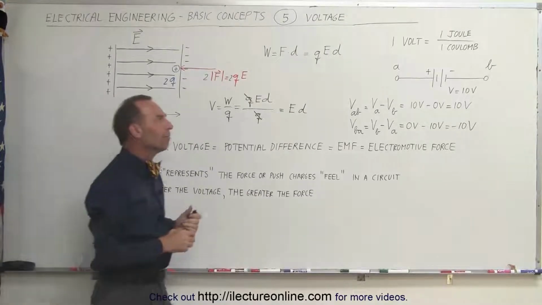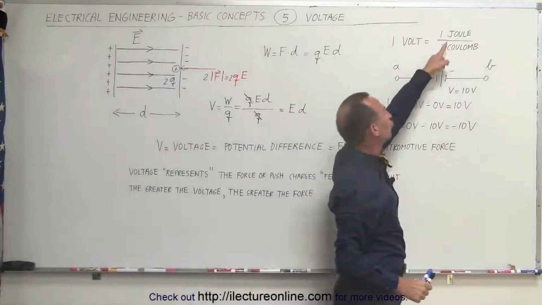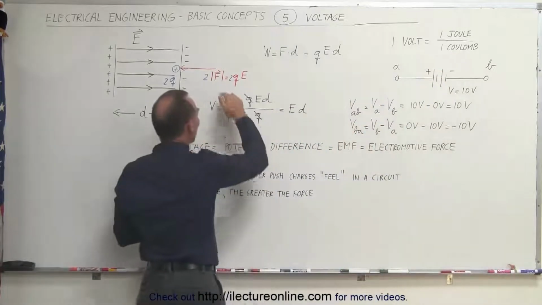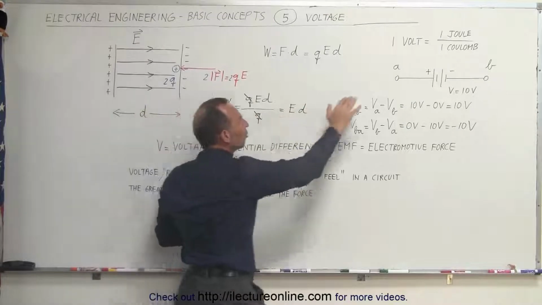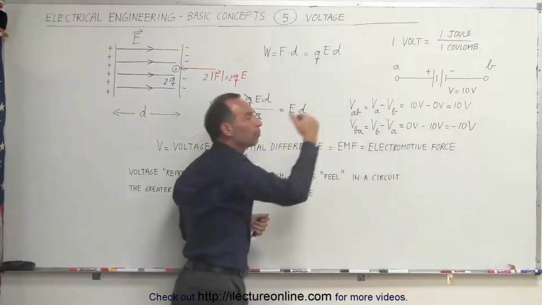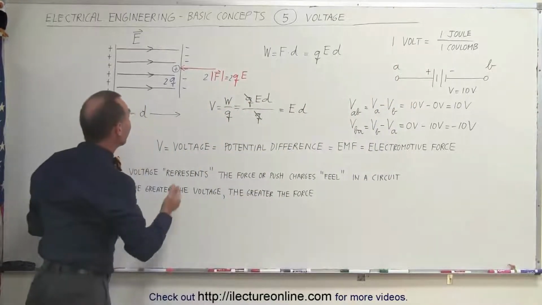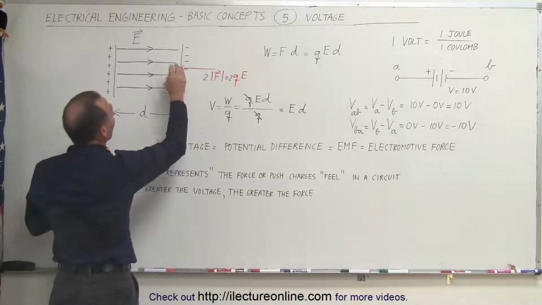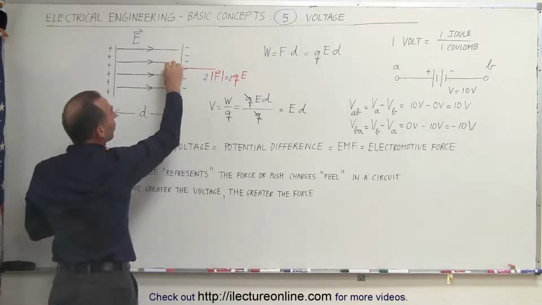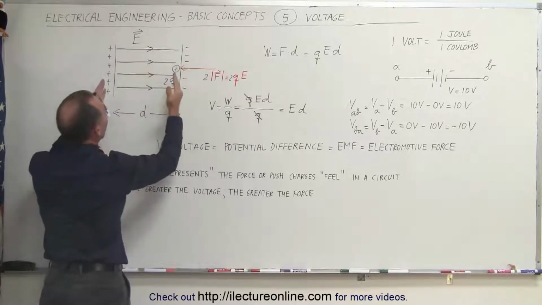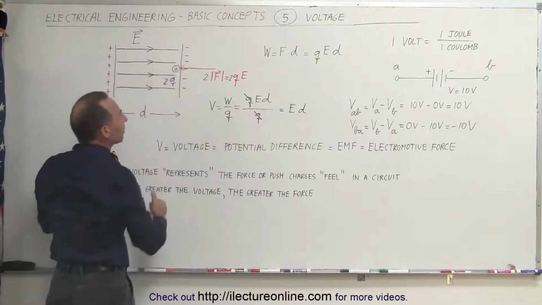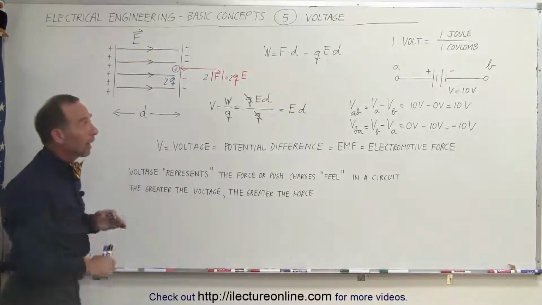Now a volt is defined therefore as a joule per coulomb. Remember, it's work over charge. Work is in joules, charge is in coulombs, so a volt is defined as a joule per coulomb. In other words, if we have 1 coulomb of charge, and it takes 1 joule of work to get it across, that means that the voltage between those two plates is equal to 1 volt. That's how we want to look at it.